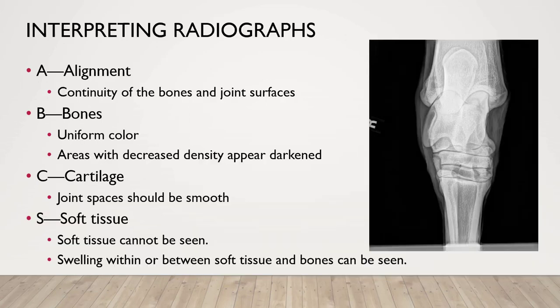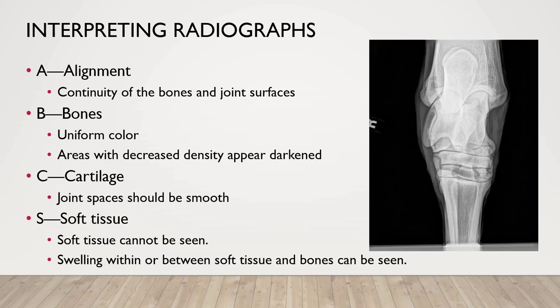The interpretation of radiographic imaging can be based on the ABCS method. A stands for alignment. We observe for the normal continuity of bones and joint surfaces and the alignment of one bone with another. B is for bones. Bones should have normal density patterns, presenting with a uniform color throughout the bone as compared bilaterally. Cortical bone appears brighter. Cancellous bone is darker. Areas of decreased density appear as darkened areas within the bone. Fractures and abnormal bony outgrowths, such as exostosis, can also be visualized.